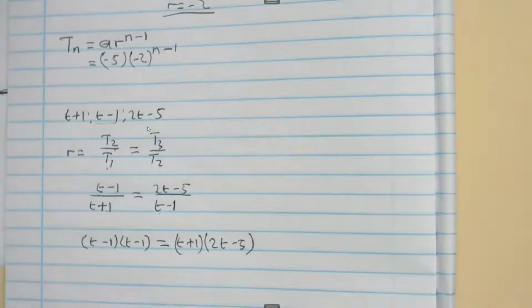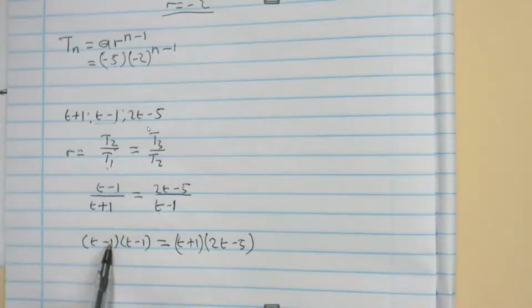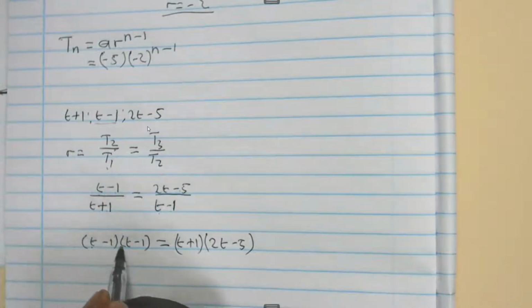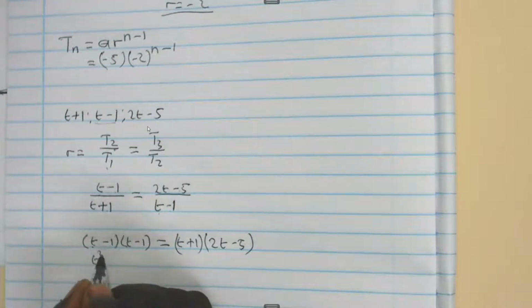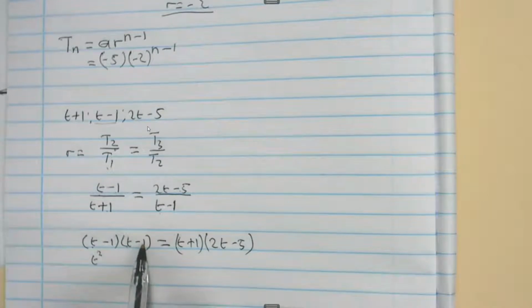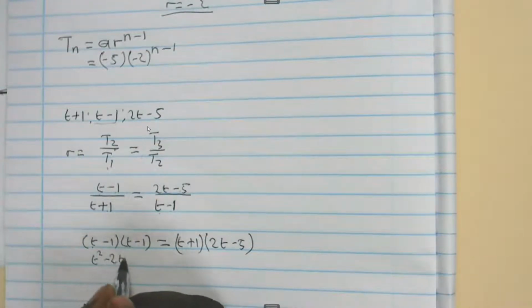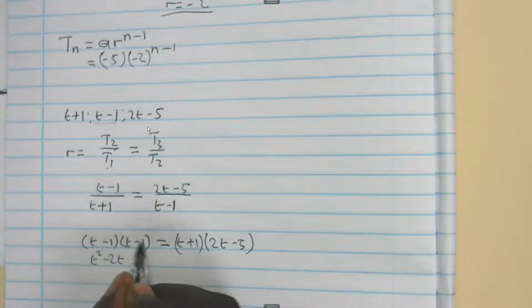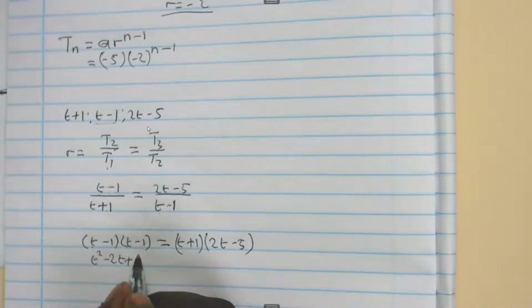And then from there we can now apply our FOIL product of two binomials. T multiplied by t would give us t squared. T multiplied by -1 would give us negative t. -1 multiplied by t would give us negative t. Negative t minus t would give us negative 2t. -1 multiplied by -1 would give us positive 1.